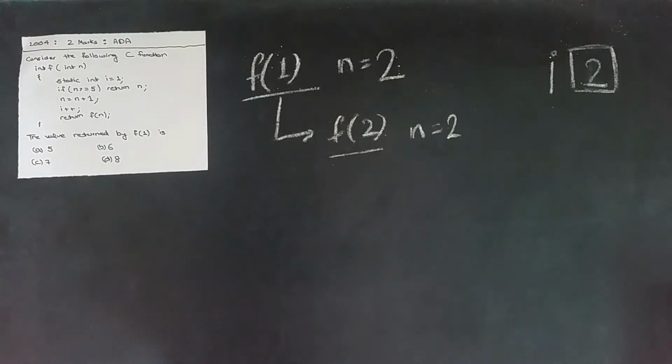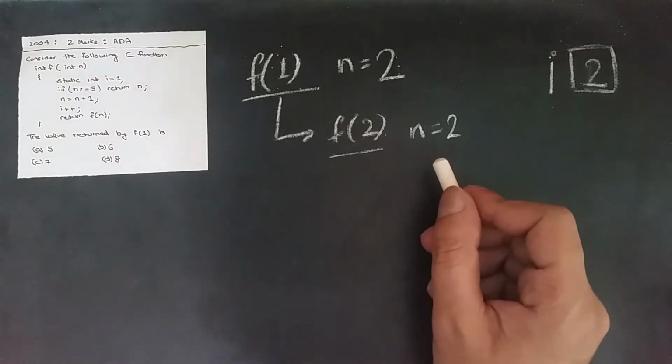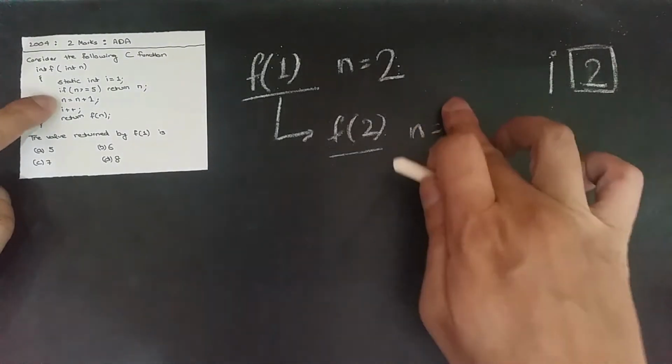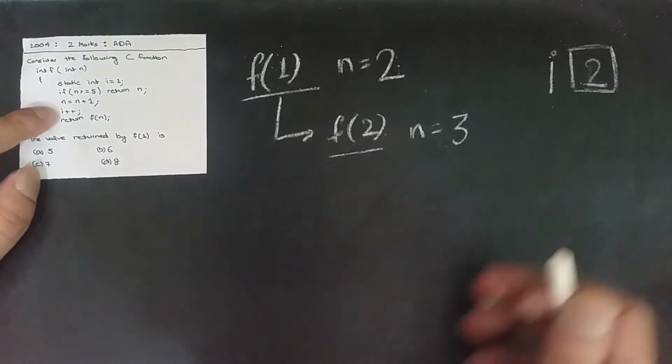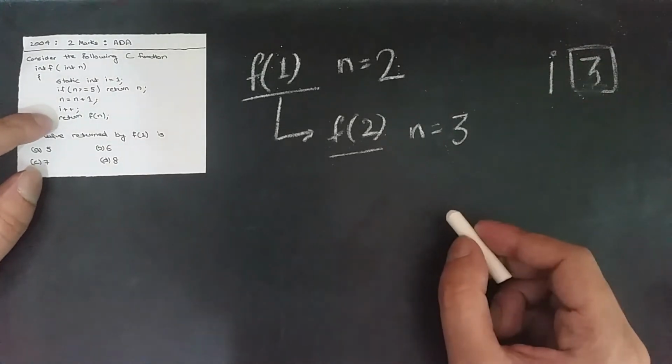Now it says that static int I is equal to 1. Now a static integer can only be initialized once, so we'll ignore this statement. Now if n is greater than or equal to 5, return n. N is not greater than or equal to 5, so we won't return. In the next line it says n is equal to n plus 1, so we'll increment n to 3, then increment I to 3 as well, and then return fn.